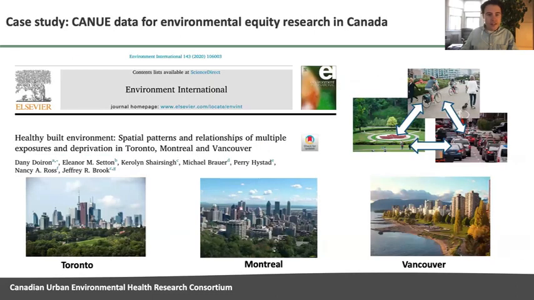So now for the second part of my presentation, I'll outline findings from a recently published study that was led by CANUE staff and collaborators to illustrate how CANUE data can be used to explore environmental equity and spatial distribution of environmental exposures in urban settings. So the general aim of this study was to look at intersections of multiple urban exposures in Toronto, Montreal, and Vancouver, and how these exposures are distributed across socioeconomic gradients. This study was published in this month's issue of Environment International, and it's available in open access.